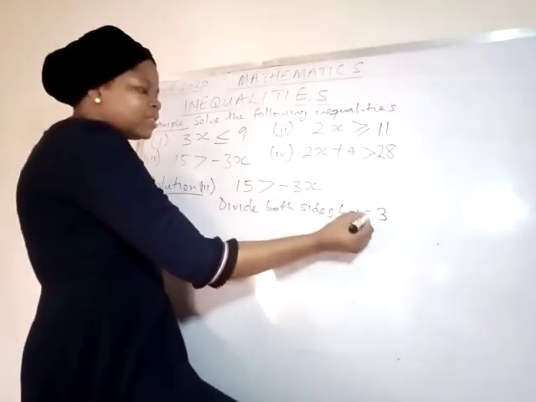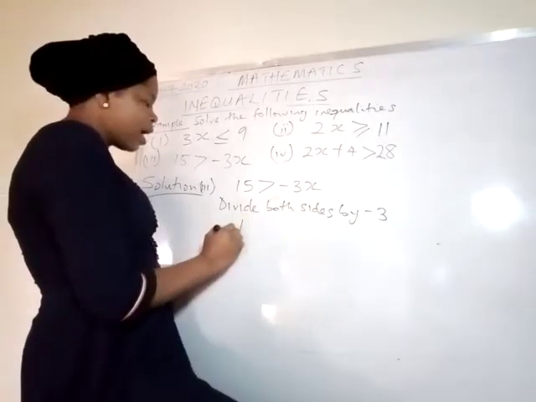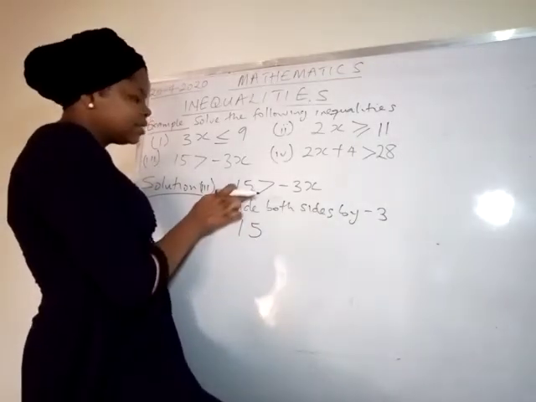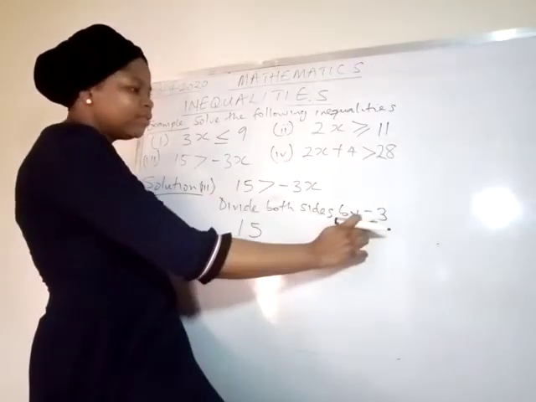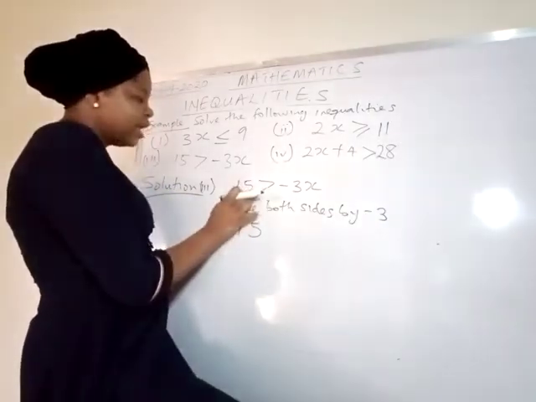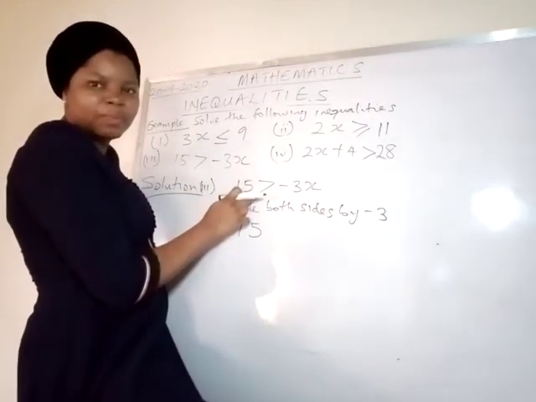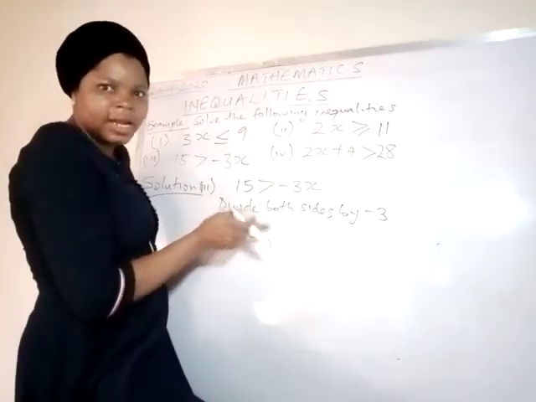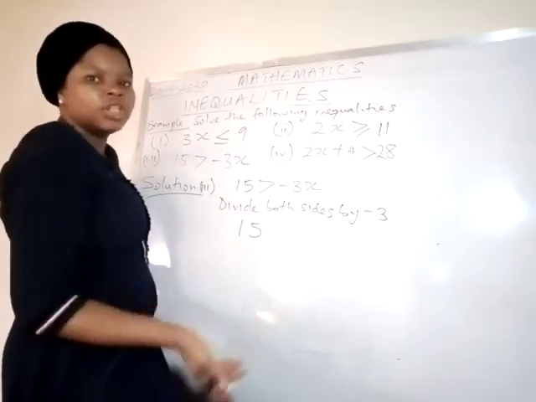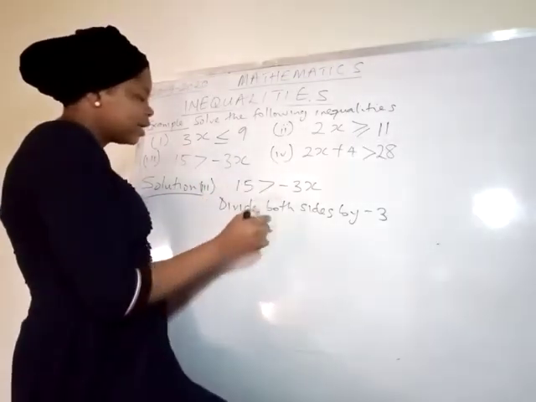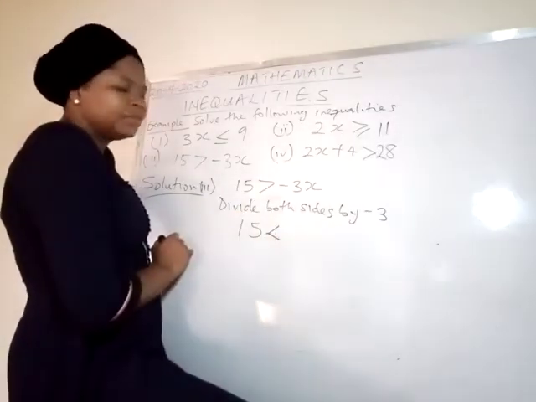Because I'm dividing both sides by minus 3, I'm going to have 15. You can see this is the sign I have before. Because I'm dividing both sides by minus 3, this sign is going to change. So if it is less than before, it will change to greater than. If it is greater than before, it will change to less than. So this is greater than, it will now change to this side. Do you get that now?